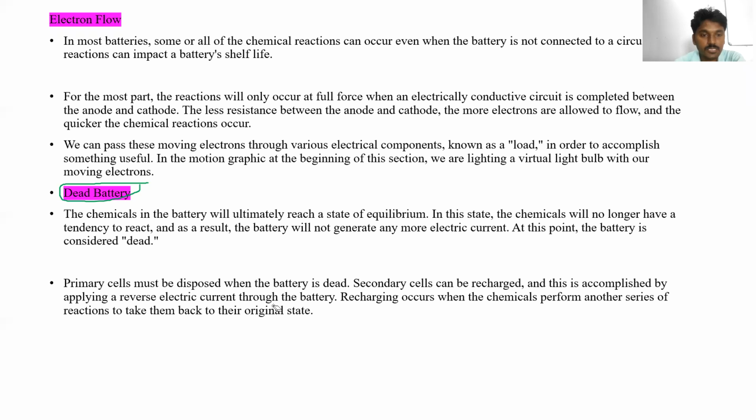So primary cells must be disposed of when the battery is dead. Secondary cells can be recharged, and this can be accomplished by applying a reverse electric current through the battery. Recharging occurs when the chemicals perform another series of reactions to take them back to their original state. Generally, a primary cell, once it is fully discharged, cannot be recharged again, so that cell can be called a dead cell or dead battery. Clear?